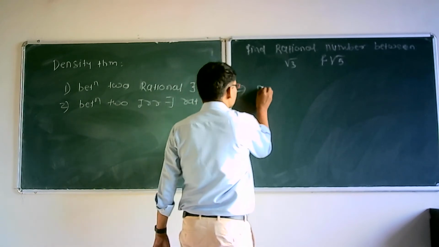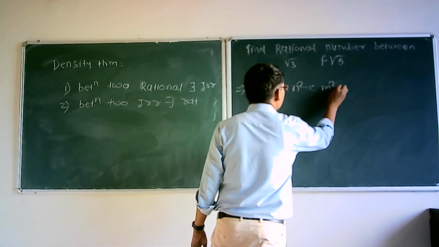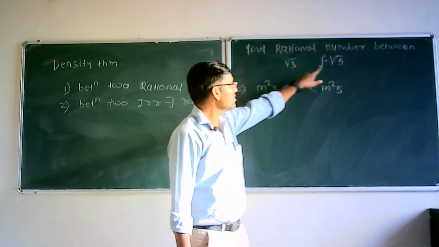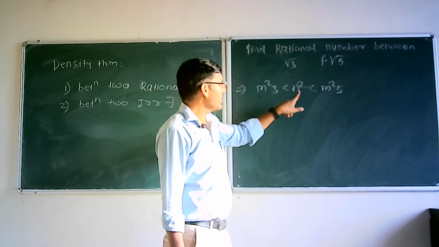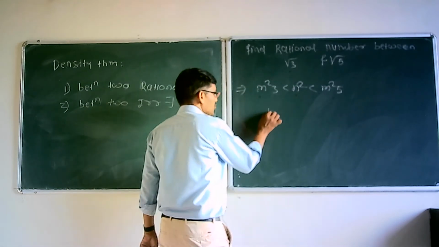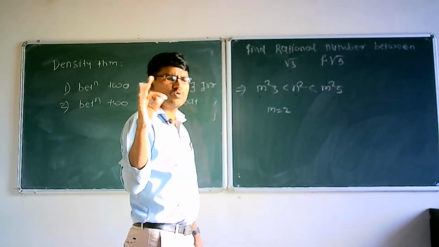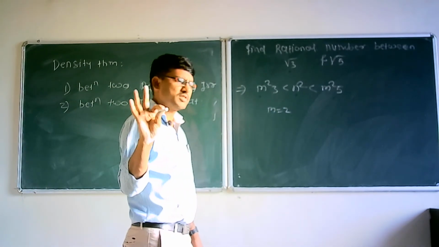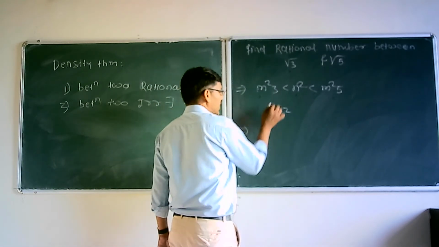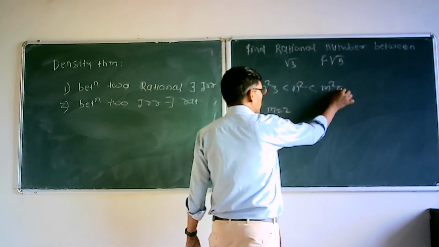So how to determine it? Consider m square 3 less than n square less than m square 5. You have to consider this statement, that is, you have to remove the square root and multiply by m square. Take any value of m. You can take m equal to 1, 2, 3, 5, 6. If you take m equal to 2, then 2 square is 4, 4 times 3 is 12, less than n square, less than 4 times 5, which is 20.